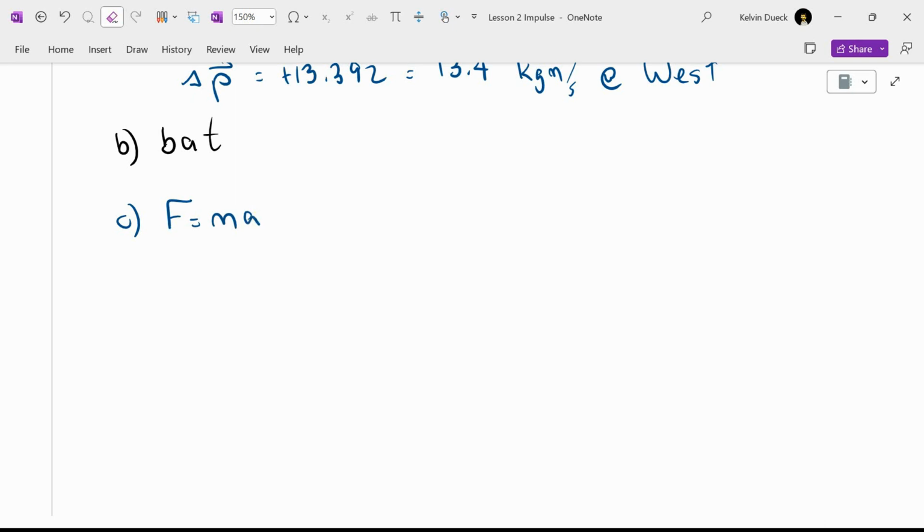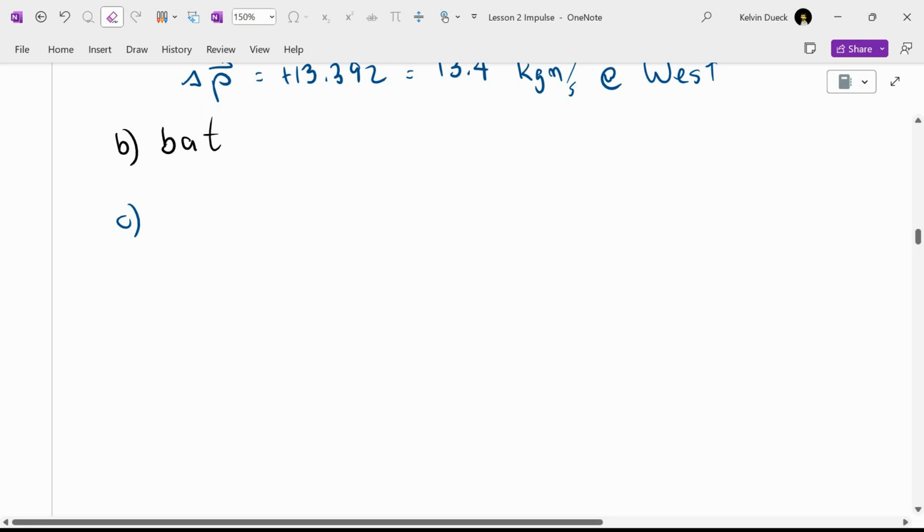Do you know M? Do you know A? But I can find A. I can go A equals VF minus VI over T. Do I know VF? Do I know VI? Did they give me time in part C? And I have no problem if you do that. I will give you full credit. It's about 3 or 4 lines. You'll get the same answer.